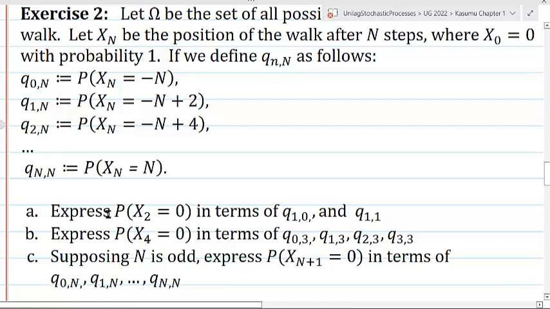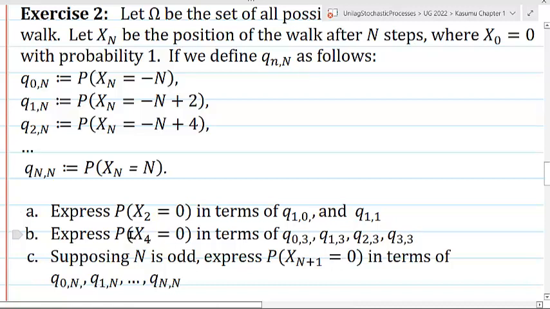Okay. All right. So question A. Express the probability that x2 equals 0 in terms of q10 and q11. So what I'm saying here is that I want the probability that the random walk is at position 0 after 2 steps. And I want to express that probability in terms of these 2 values. I don't want the value of the probability x2 equals 0. In fact, that's 1/2. But I want to express this in terms of this and this using the conditional probability formula.